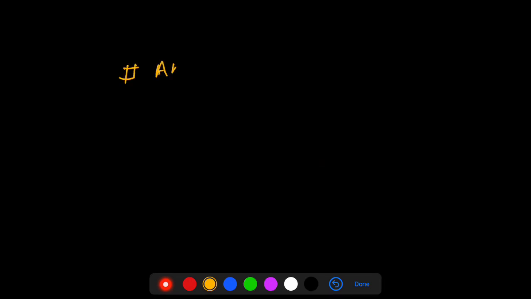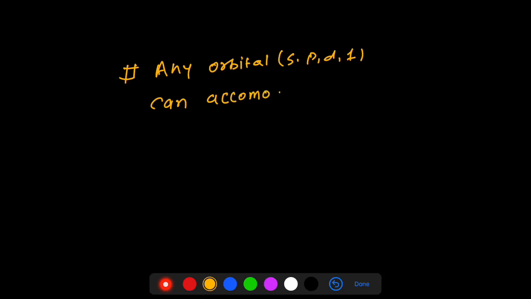So what can we conclude? Can we conclude that any orbital can accommodate a maximum of 2 electrons? So we'll say that any orbital, may it be S, P, D, F, any orbital can accommodate a maximum of 2 electrons. This is very important.